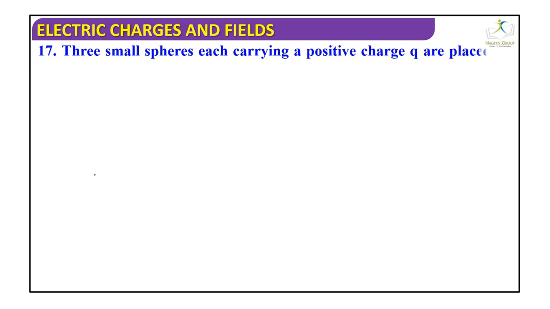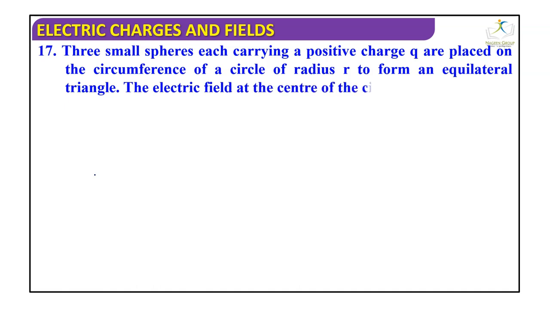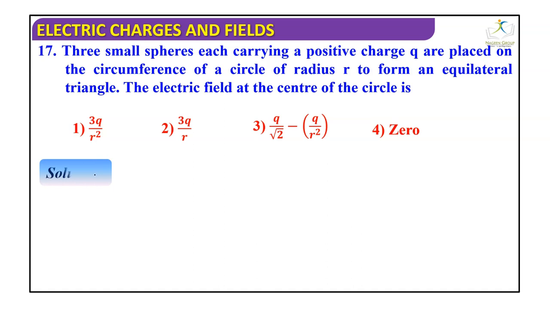Three small spheres, each carrying a positive charge q, are placed on the circumference of a circle of radius r in the form of an equilateral triangle. The electric field at the center of the circle is? So we have seen the solution. E net is equal to 0 because this is at the center of the circle. At the center of the circle there will be no net charge effect, because of that the electric field will be 0. According to that, the correct option is 4.